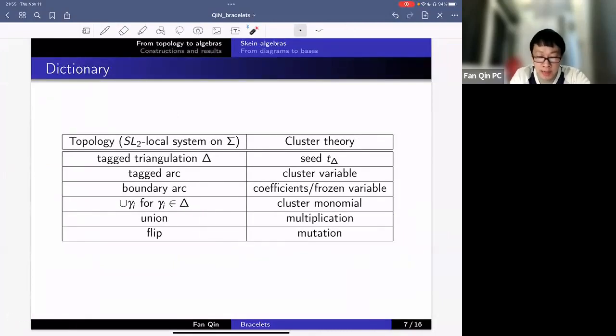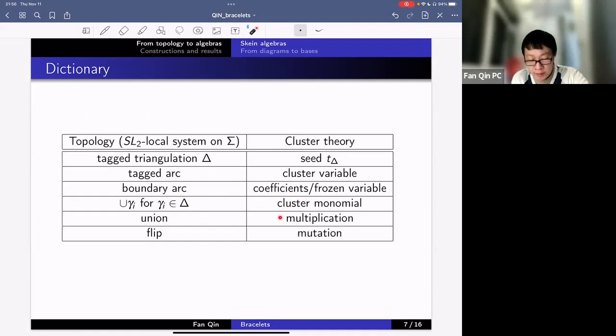So let me end this introduction to Skein algebra and cluster algebra with a dictionary. On the topological part, you are looking at Teichmüller theory or the SL2 local system on this marked surface, and you compare it with the cluster theory. So the triangulation is in bijection with a seed. Arcs are cluster variables. Boundary ones are frozen ones, or what we usually call coefficients. And the union of arcs from the same triangulation, these are cluster monomials.